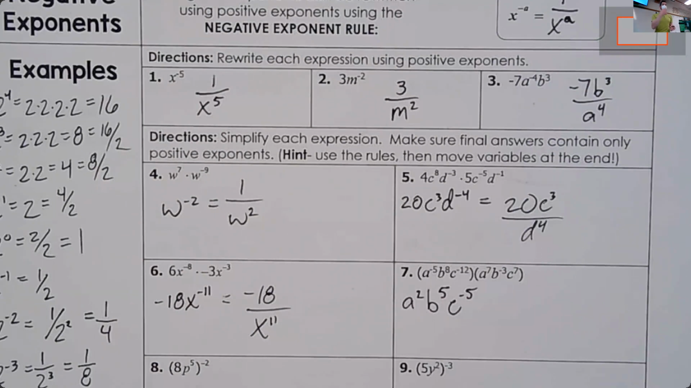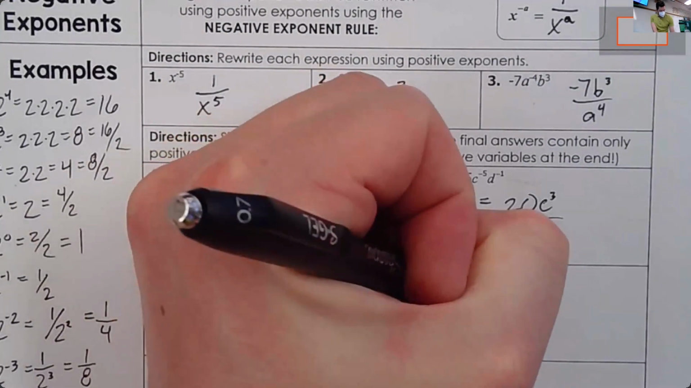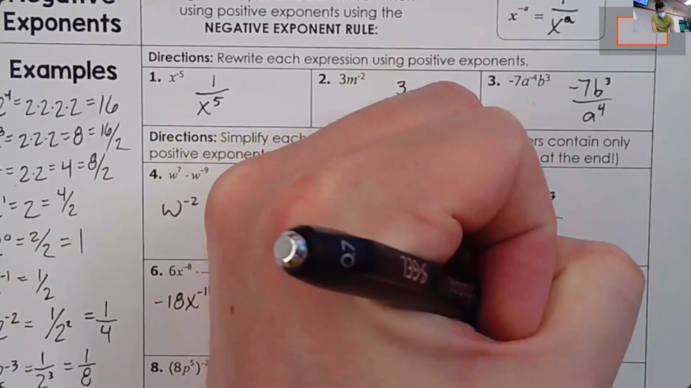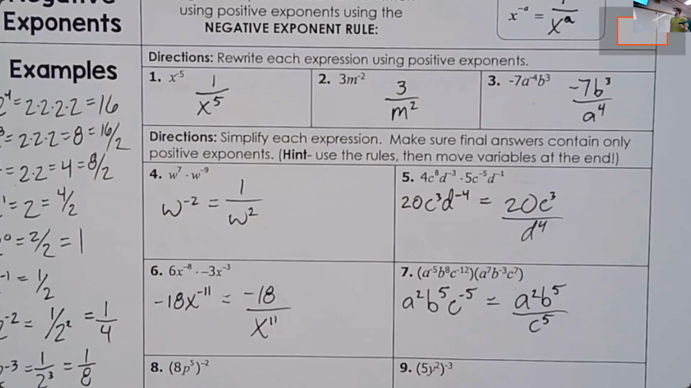And then what do you have for your final answer? Yes. A to the 2nd, b to the 5th over c to the 5th power, because we need to move only the variable that has the negative exponent to the denominator, keeping the a squared and b to the 5th on the numerator. Good. All right.